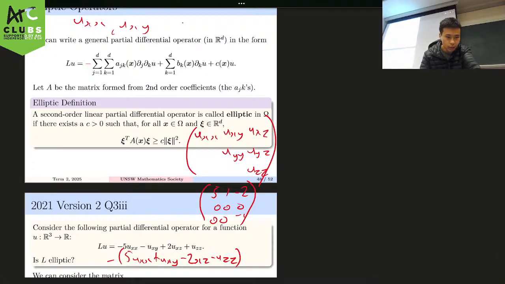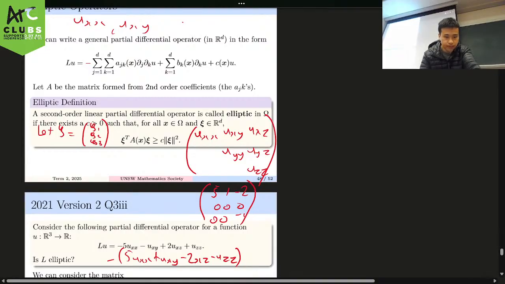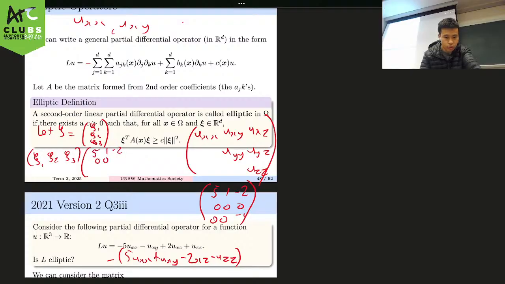Essentially we need to let xi equal xi 1, xi 2, xi 3, kind of like that. I'm just using those letters. So the transpose is on that side, then the matrix 5, 1, negative 2, 0, 0, 0, 0, 0, negative 1, and the vector itself here. So here is the matrix multiplication of that: 1 by 3 and 3 by 3, so we should get a 1 by 3 at the end.